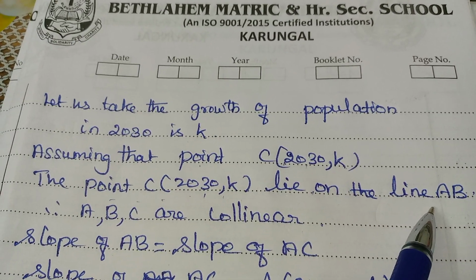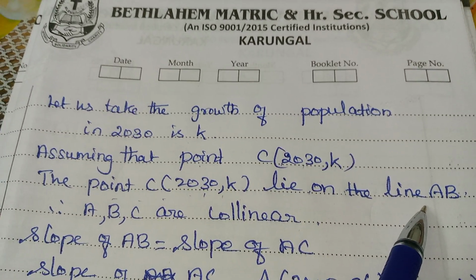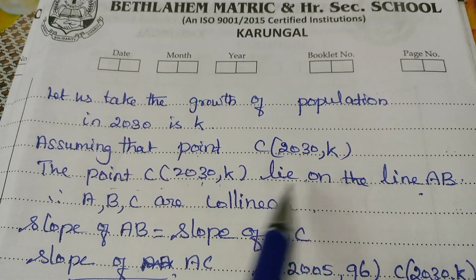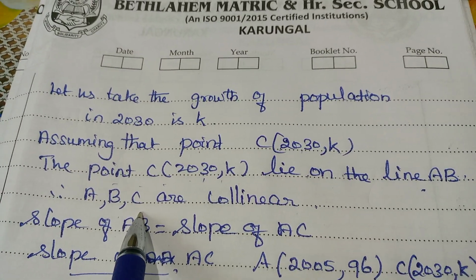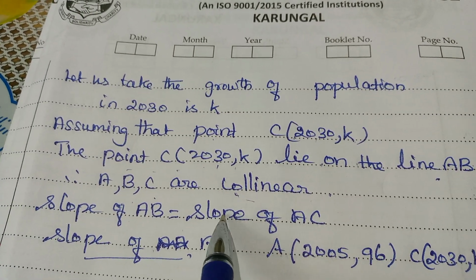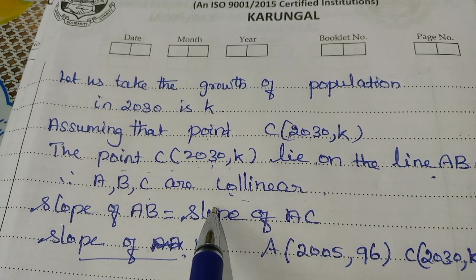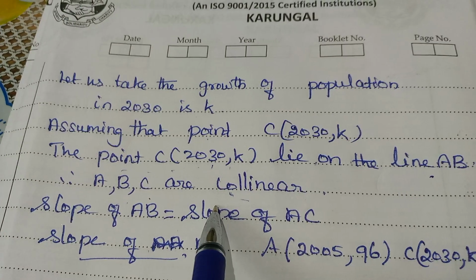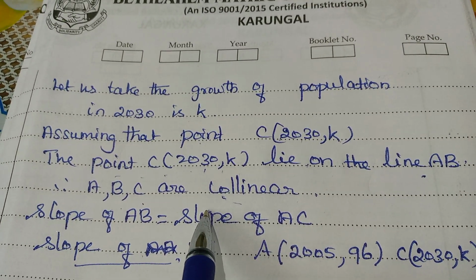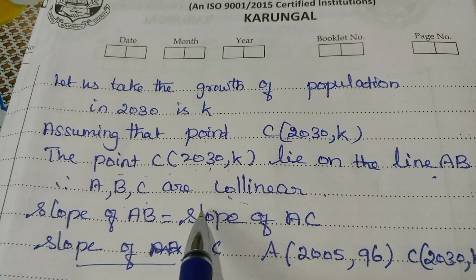Three points lie on the same line, which means we can say that the points are collinear. So A, B, C lie on the same line. So we can say A, B, C are collinear. Okay, so three points are collinear means we know that slope of AB equals slope of BC equals slope of AC, isn't it?